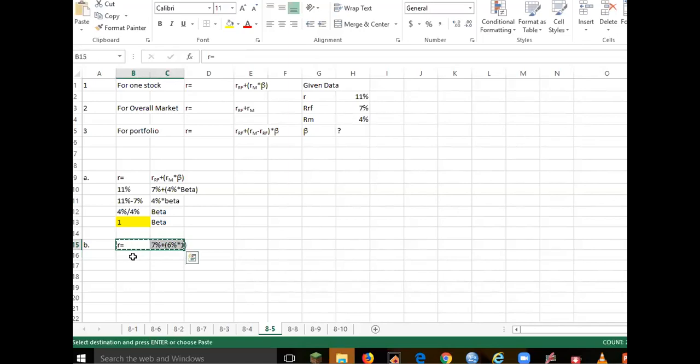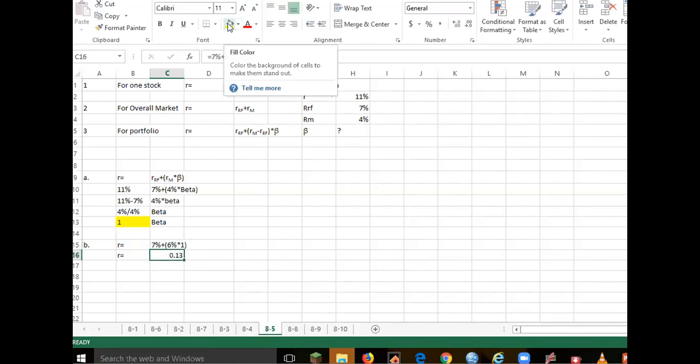So 13% is your required rate of return if market risk premium increased by 2%, or you can say increased to 6%. So this is the return, so this should be in percentage. Okay class, so that's it for 8-5.